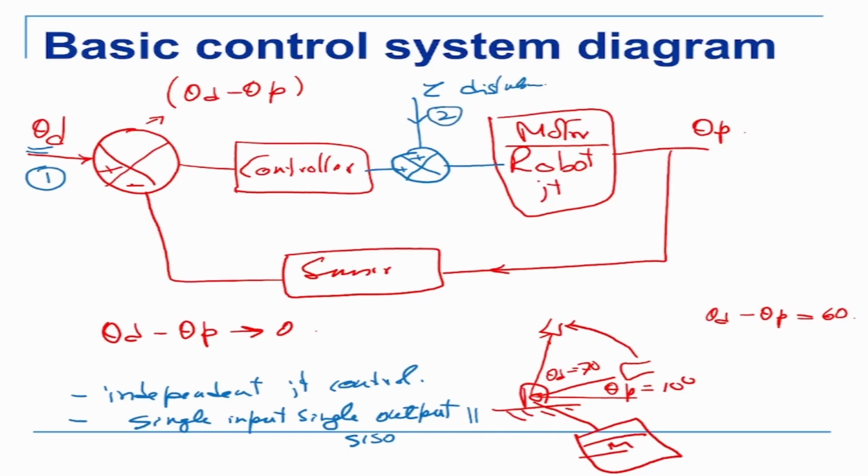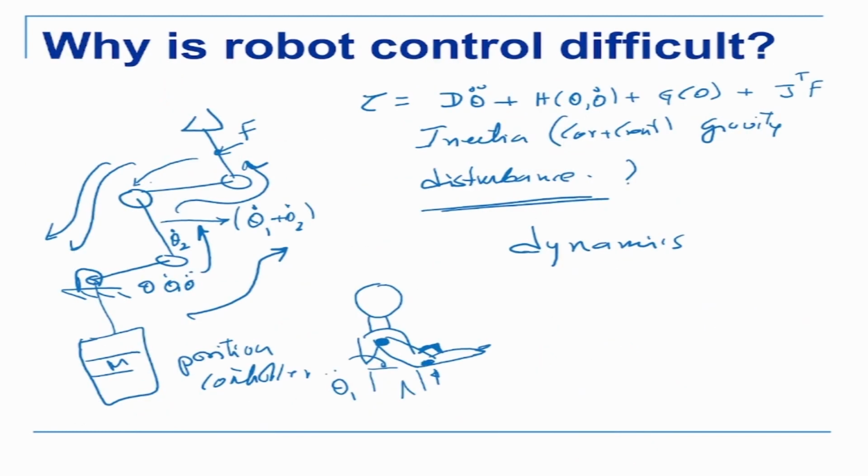Okay, so the position controller has to deal with this disturbance. Now we make the assumption that this is equal to 0. What we are seeing is that we assume the disturbance is equal to 0 and proceed. But in reality, the disturbance is not 0. And that is what makes robot control very, very difficult.